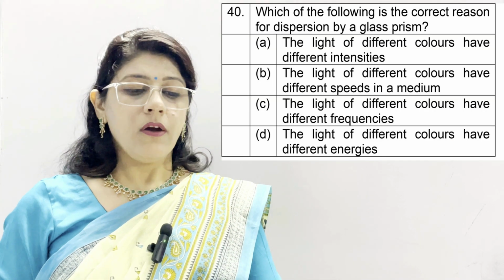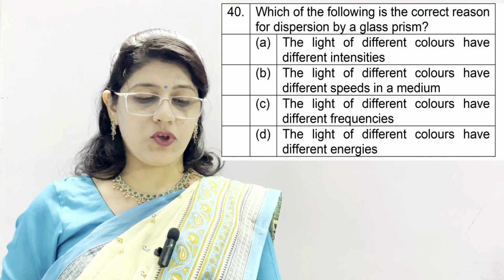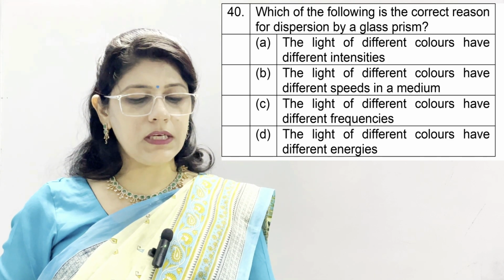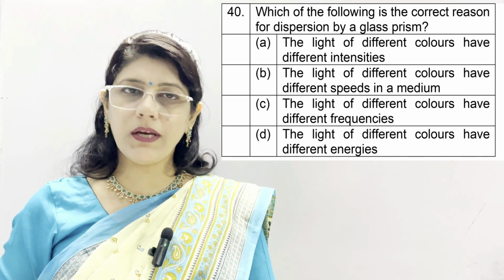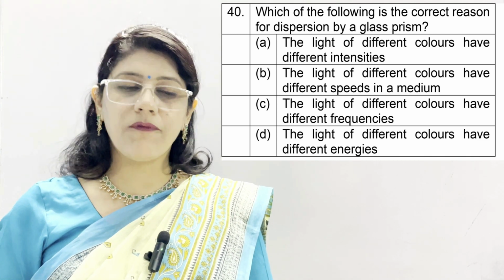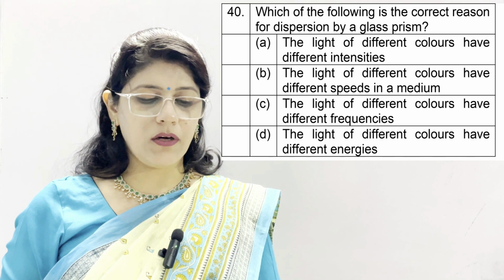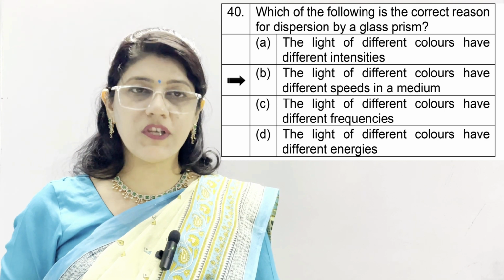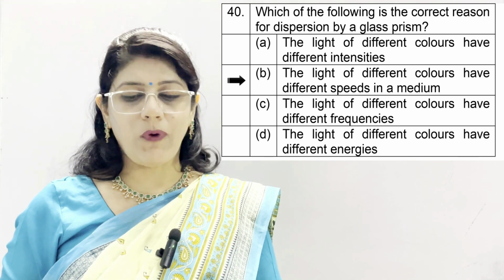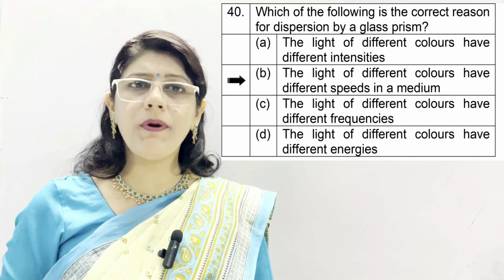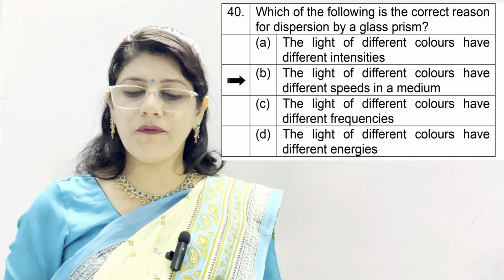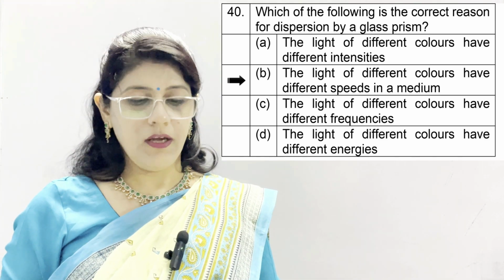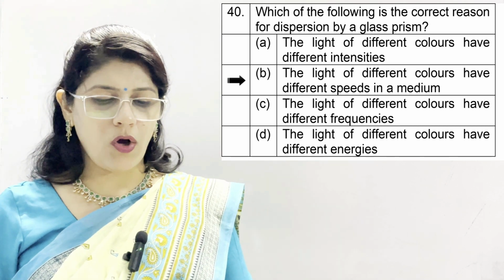In question number 40, which of the following is the correct reason for dispersion by a glass prism? A, light of different colors have different intensities. B, light of different colors have different speeds in a medium. C, light of different colors have different frequencies. And D, light of different colors have different energies. The correct option is B, light of different colors have different speeds in a medium. We know when white light enters a prism, it consists of many different colors. Each of these colors has a different wavelength, so their speeds in the medium are different and they deviate differently. Therefore, speed of light is the important cause here.